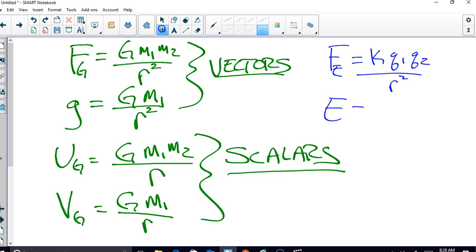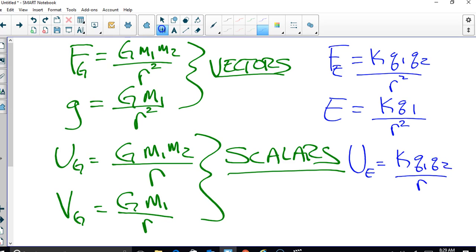The electric field is K, Q1, just one of the charges, divided by the distance between that charge and some point that you're interested in, divided by that distance squared. Electric potential energy is going to be K Q1 Q2 divided by distance between them, not squared.